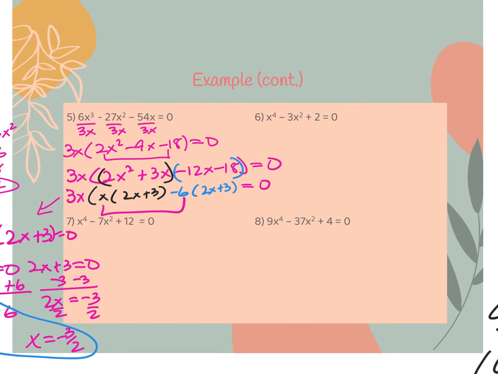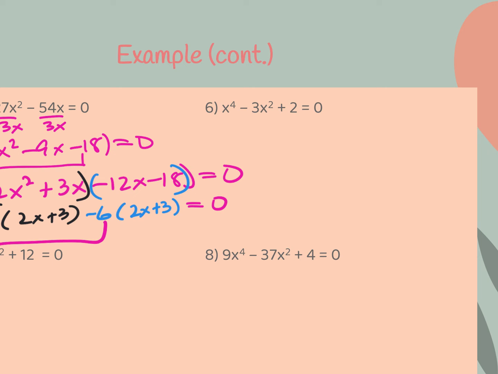Number 6 sort of looks like a quadratic. I'm going to guess and test on this one. Factors of x to the 4th are going to be x squared times x squared. Factors of 2 are going to be 2 and 1. And the signs have to be the same because it's positive, and the signs that they'll both have is the sign of the middle.